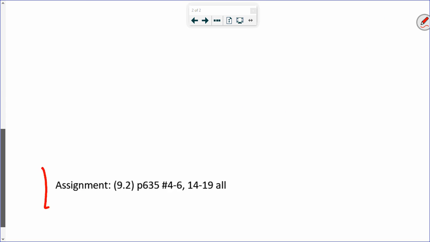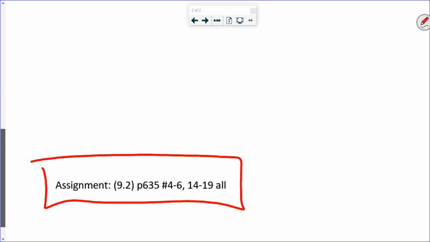Then our homework will be translations along vectors. If you want to get a head start, by all means, but we will be working on that in class tomorrow.